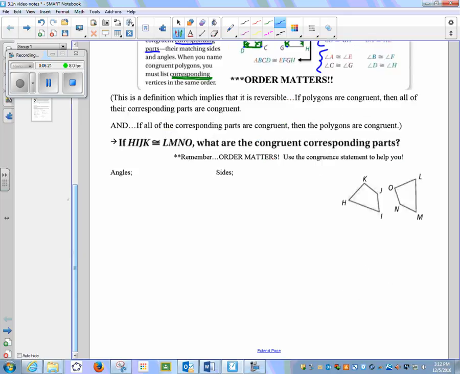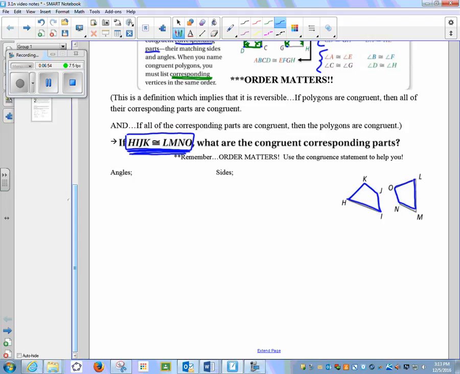If all of the corresponding parts of these two quadrilaterals are congruent, we can list them as congruent statements. So this congruent statement they give us, HIJK, that's right here, HIJK, that's congruent to LMNO. Well, the order that they wrote that in, if it's a congruent statement, order matters, remember.